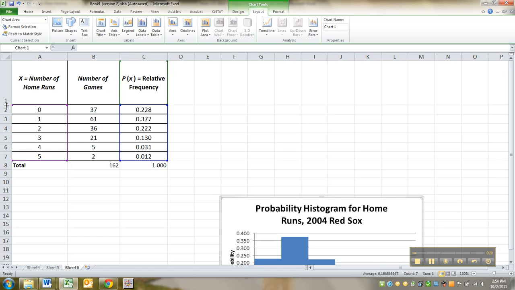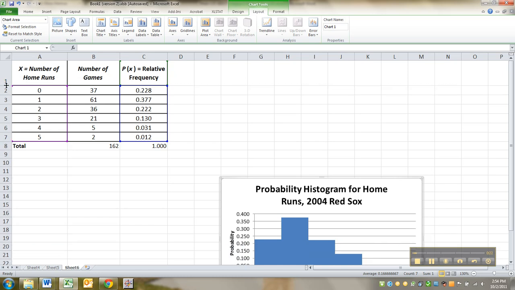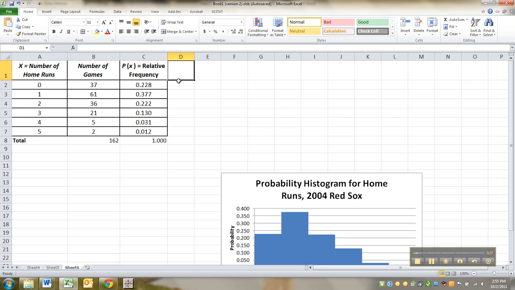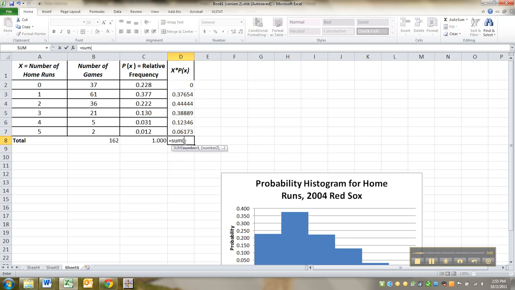One thing I want to do is make this row just a little bit wider. There we go. Okay, so the mean. Well, in order to find it, you're going to have to do x times p of x. Now, that would be equal to number of home runs times the probability. There we go. And you can fill that in down the column. And then now I need the sum of that particular column.